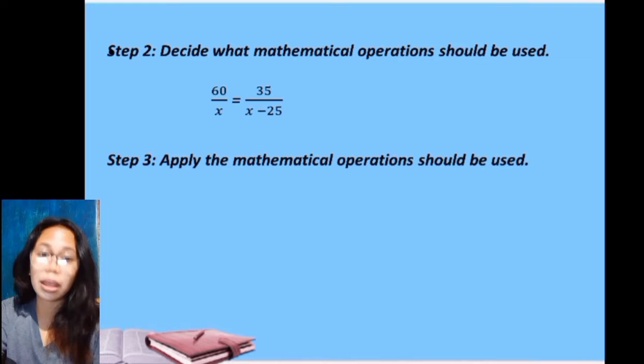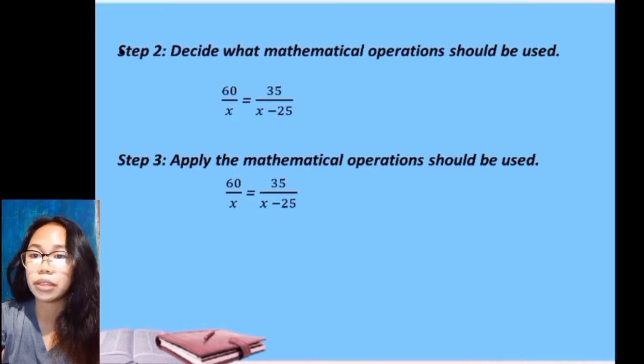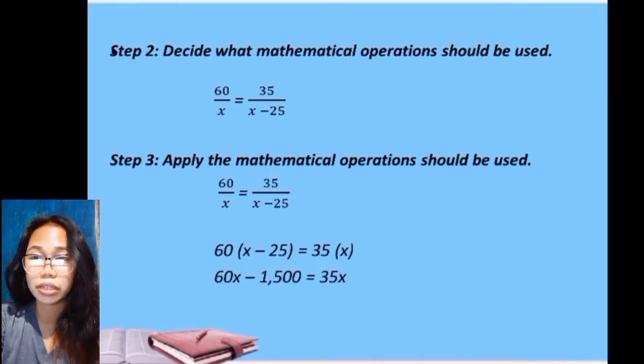Since we already decided what operations should be used, this is going to be easier. We already have the equation, and all we have to do is to multiply. Here, we are going to cross multiply. Remember, cross multiply. It becomes 60 times x minus 25 equals 35 times x. Distributing the number, 60 times x is 60x, minus 60 times 25 equals 1,500, and equal to 35x.